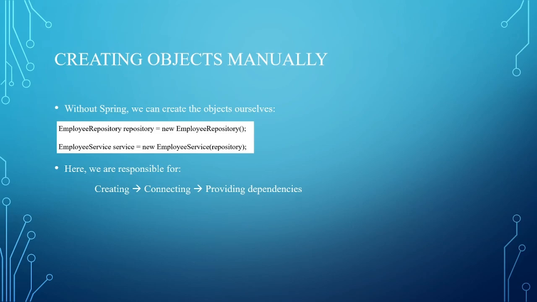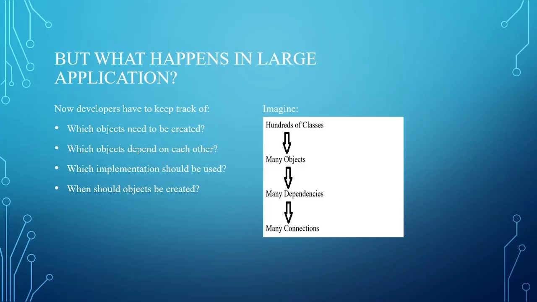But imagine an application with hundreds of classes. That's where things started becoming difficult. If our application has hundreds of classes, each class may have one or more dependencies. So we may have many objects and many connections between them. Now we have to keep track of which objects need to be created, which objects depend on each other, which implementation should be provided, and when those objects should be created. As the application grows, doing all of this manually becomes difficult to manage. And this is where we start seeing the need for a framework like Spring.